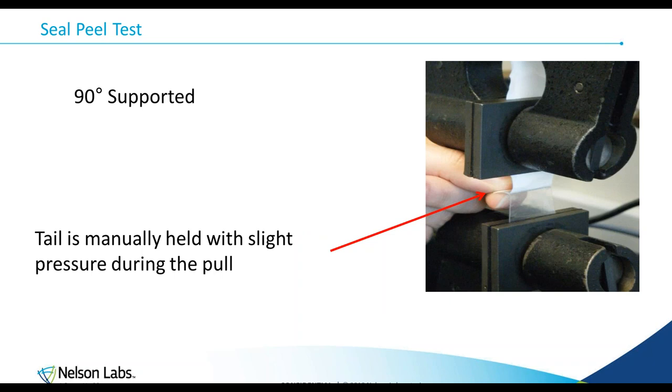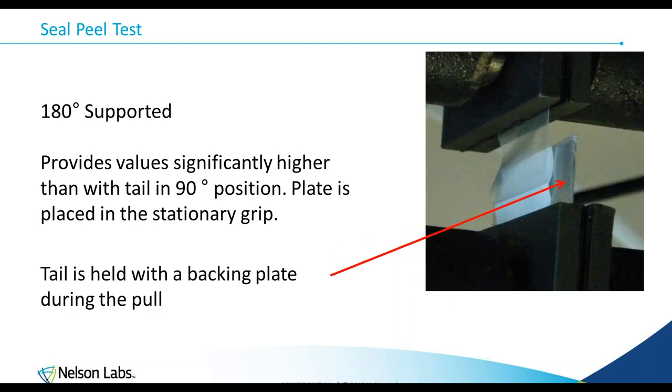The next one is a 90 degree supported, where it's held manually. We hardly do this. Oftentimes it yields inconsistent results. The other one is the 180 degree supported, where you put a back plate when you do the peel test. Again, you want to use the same method throughout all your tests.